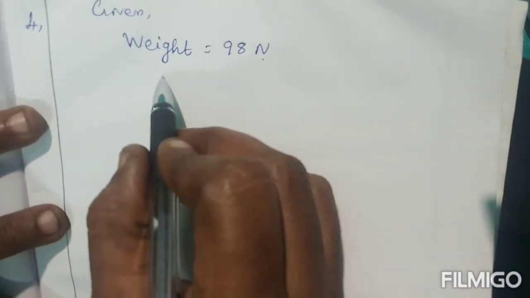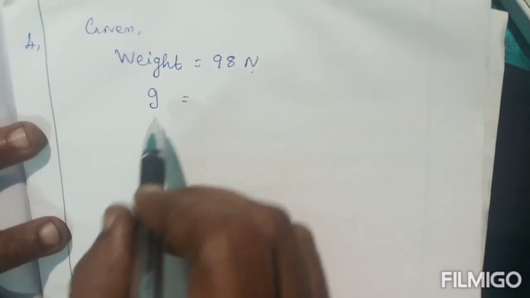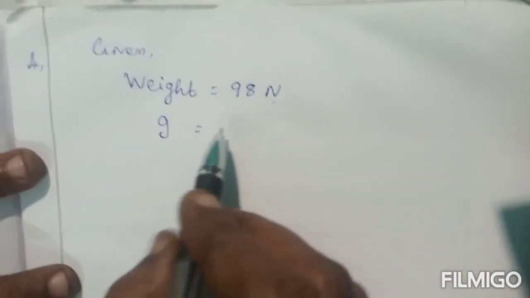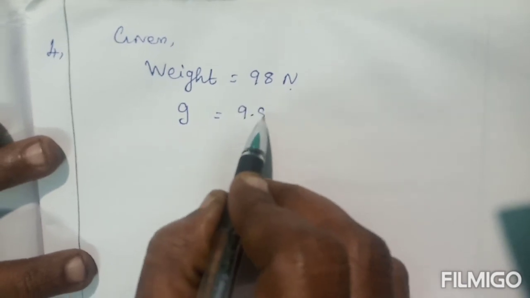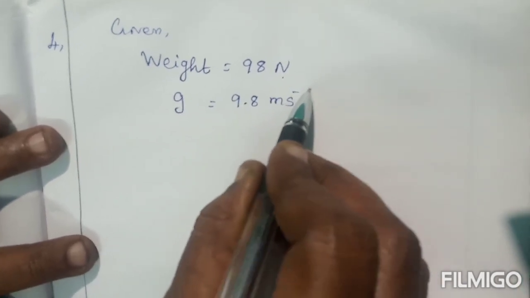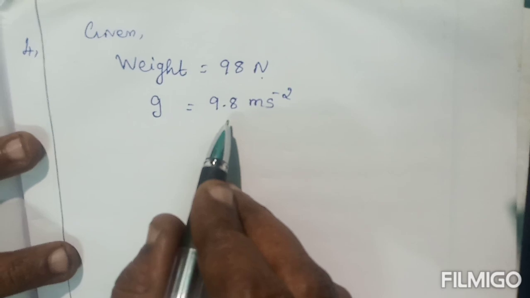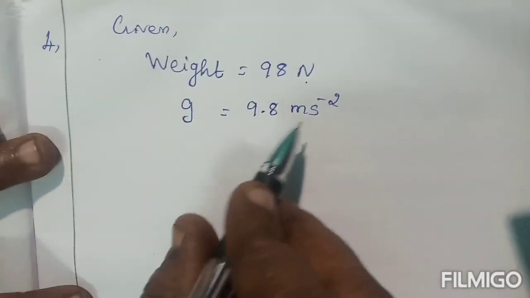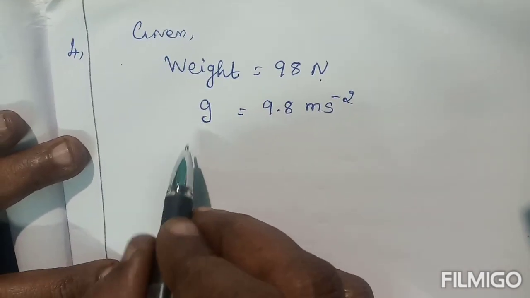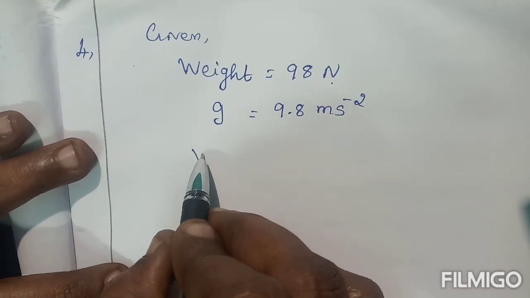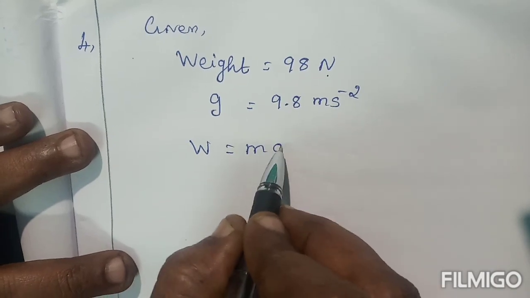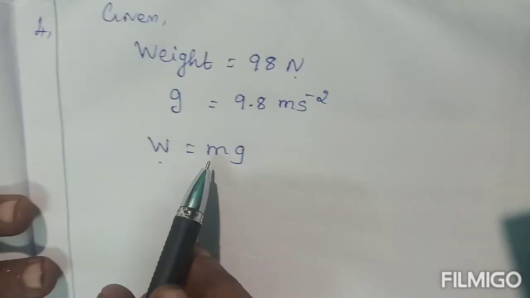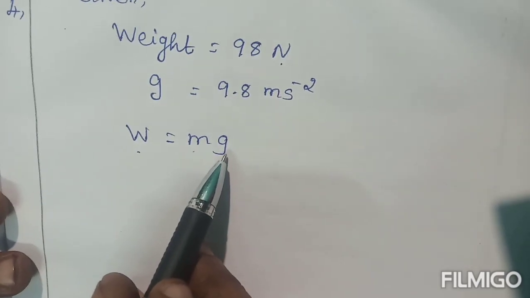What is the value of g? Small g means what? Acceleration due to gravity. The value is 9.8 meter second power minus 2. This value is not given in the question, you should write it. Then what is the formula for weight? W equal to mg. W means weight, m mass, g acceleration due to gravity.